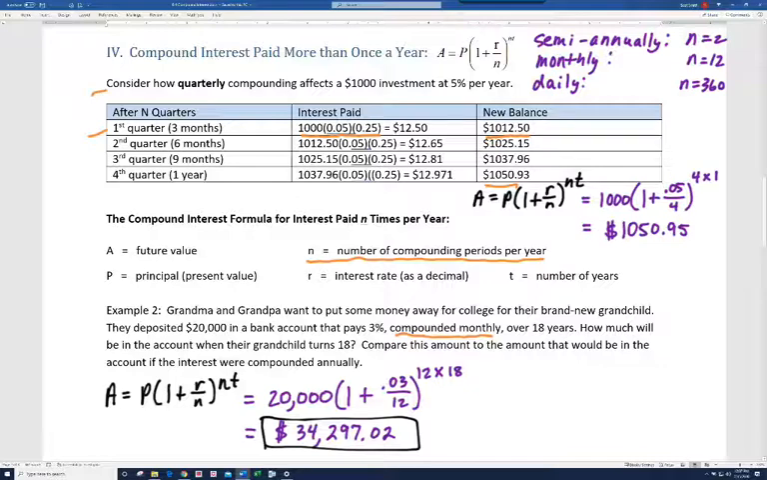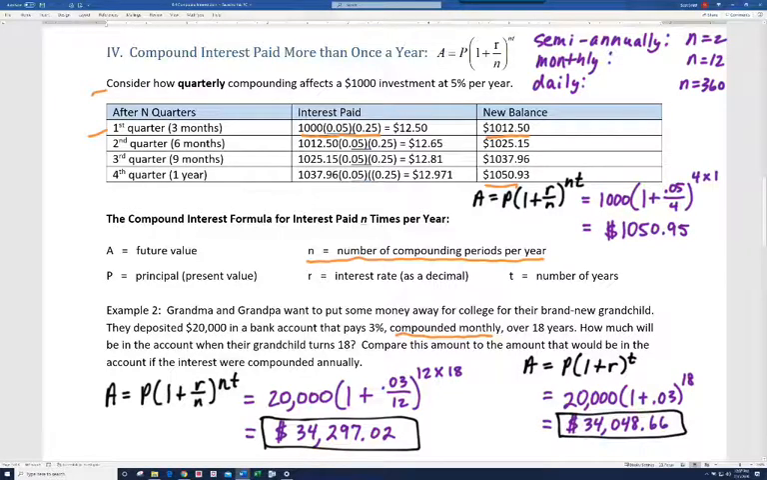I asked you to compare that to when it's compounded annually. So that's the formula that we did previously. And so let's go ahead and plug in the numbers here. It'll be 20,000 times the quantity 1 plus 0.03, to the t power. T here is 18. And so you get $34,048.66.